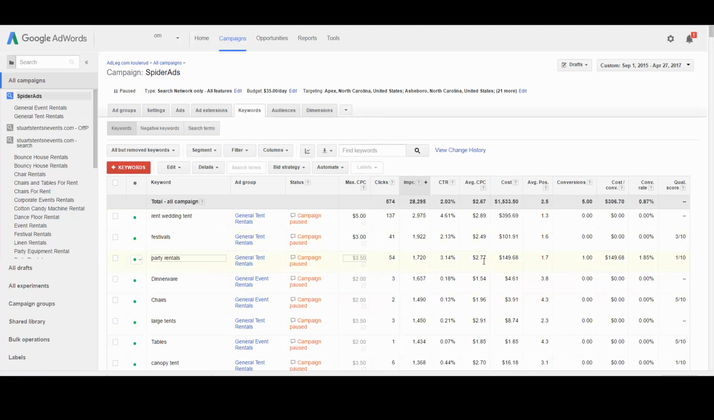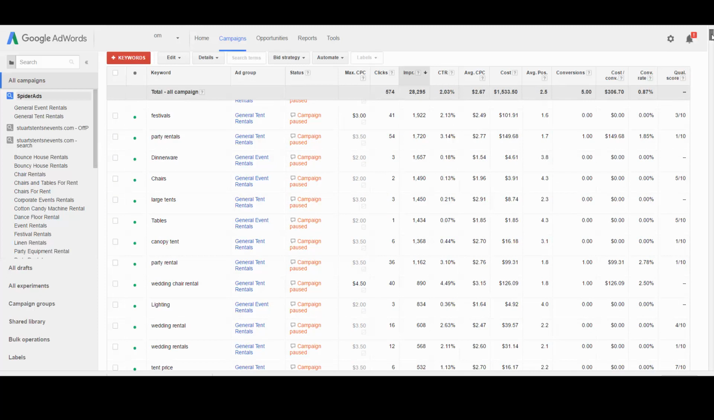So here for party rentals, we're paying an average cost per click of $2.77, over 2 times as much per click. And the average position is slightly better, but not a lot. I mean, this is about the same, 1.7, 1.8, 1.9. But we're paying 2 times as much per click, and that comes down to quality score. Okay, so if your quality scores are this low, you need to do something about it and try to change that. Let's look at another example.